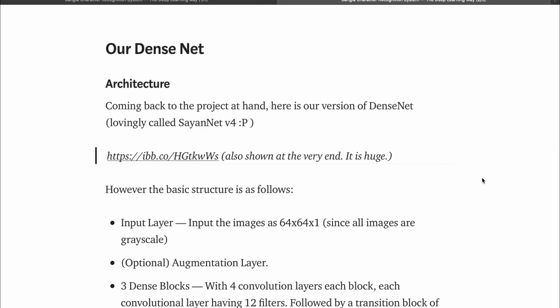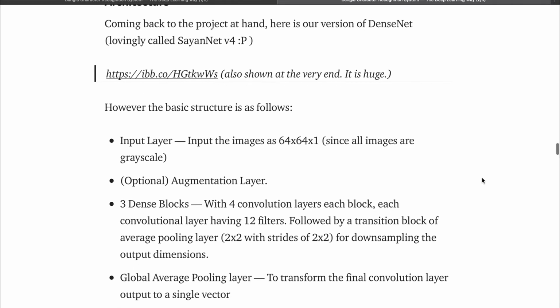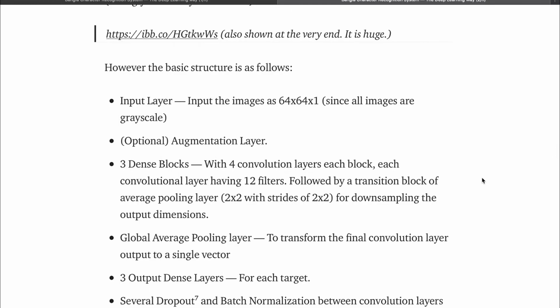Going very specifically into our version of the DenseNet, we have an input layer, which takes in the images in the format of 64 times 64 times 1, because all our images are grayscale. We do have the option for adding an augmentation layer, but we have not done it for this particular run, but it's something that we plan to get back to in the future.